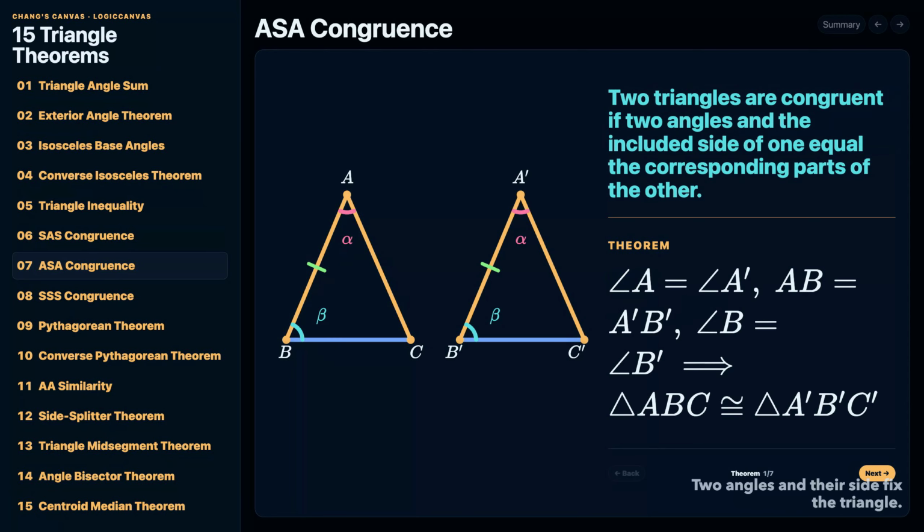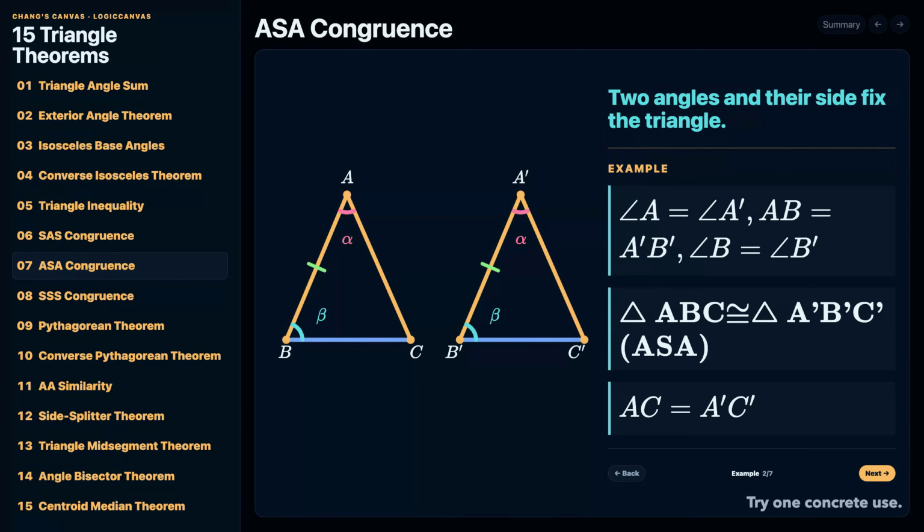Theorem 7 is angle-side-angle congruence, abbreviated ASA. If two corresponding angles and the side included between them match, the triangles are congruent. The alpha angles match, the beta angles match, and the included sides AB and A'B' match. Angle-side-angle, or ASA, makes the triangles congruent, so side AC equals side A'C'.